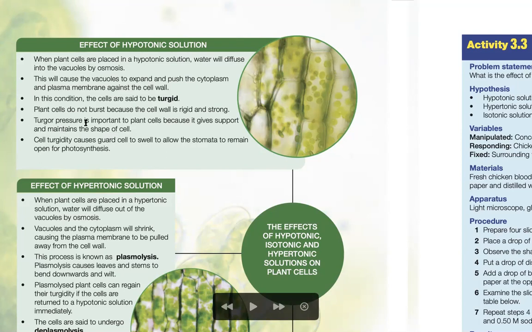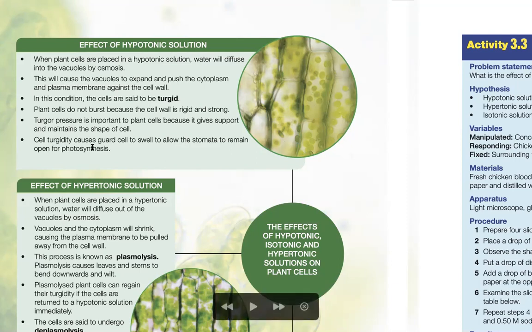Turgor pressure ni is great when the vacuole has so many water. Bila dia ada so many water, it will push. Okay, it will push the cytoplasm and also it will push the plasma membrane. So this create a pressure and that pressure is called turgor pressure. Why it is important? To give support and maintain the shape of the cell. Nampak segar lah. Kan? Air sayur kan bila ada banyak air kan dia akan segah lah kan.